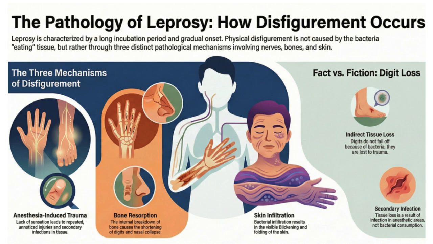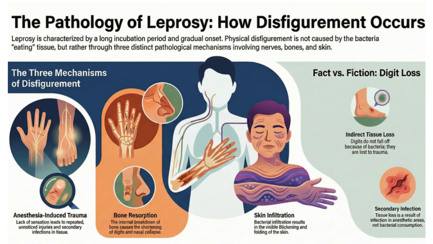One very high-yield concept is understanding the mechanism of disfigurement. The disfiguring appearance of leprosy results from three major factors. First, skin anesthesia leads to repeated burns and trauma, which often become infected. Second, bone resorption leads to loss of features such as the nose and fingertips. Third, infiltration of skin and nerves results in thickening and folding of the skin.